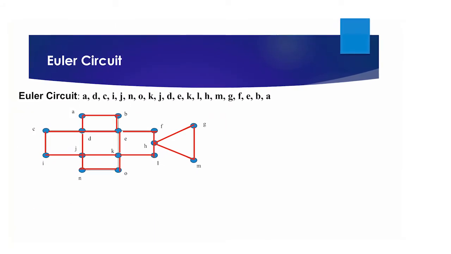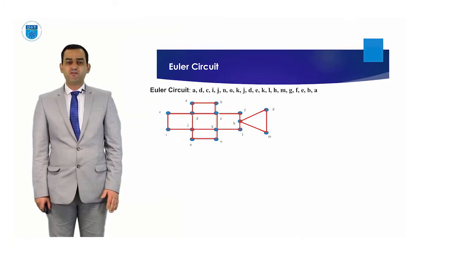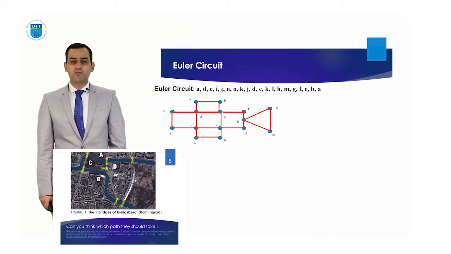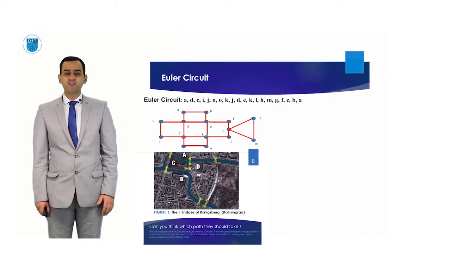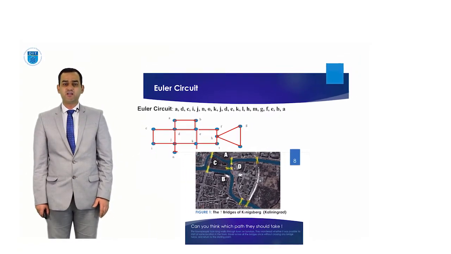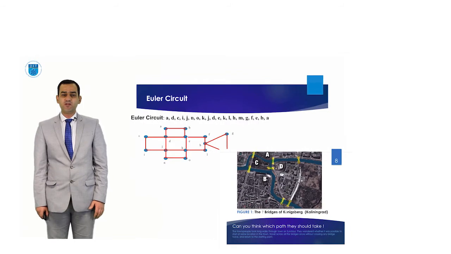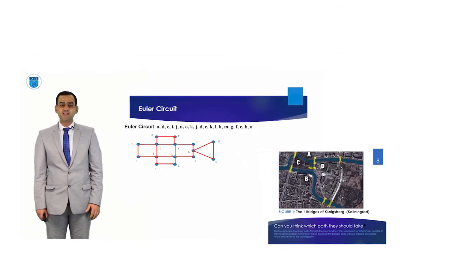So in this video we have discussed in detail the problem that founded the science of graph theory, the problem of the 7 bridges of Königsberg, and we introduced you to the famous Euler path and Euler circuits. Then we took many examples about finding the Euler path and circuits in a graph.